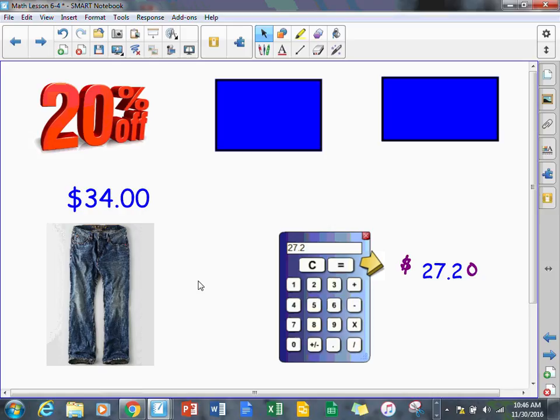Now, it's important for you to look at what the question is asking. In your math boxes today, it's going to ask you how much do you save, how much money do you actually save. It's not going to say what is the final price, but sometimes it would be. Let's do one more.